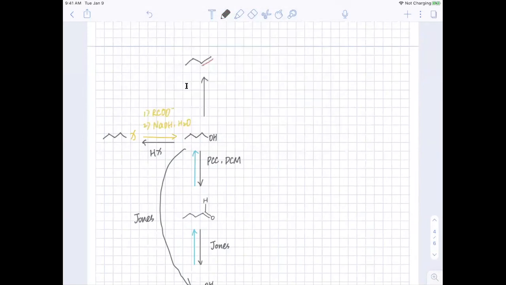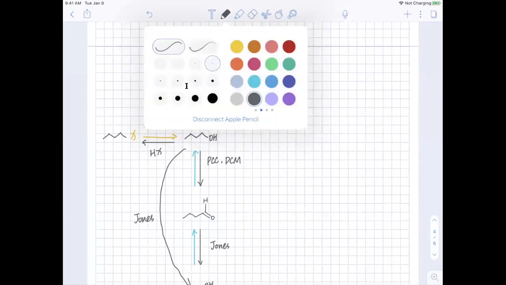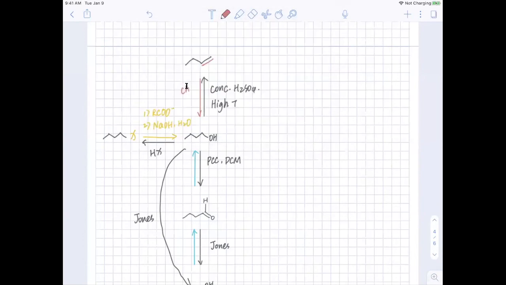So you can go to alkene by cooking with concentrated sulfuric acid, right? Concentrated sulfuric acid, high temperature. So how should we get back? You are going to learn how you can get back in chapter 12, 118B. Okay.